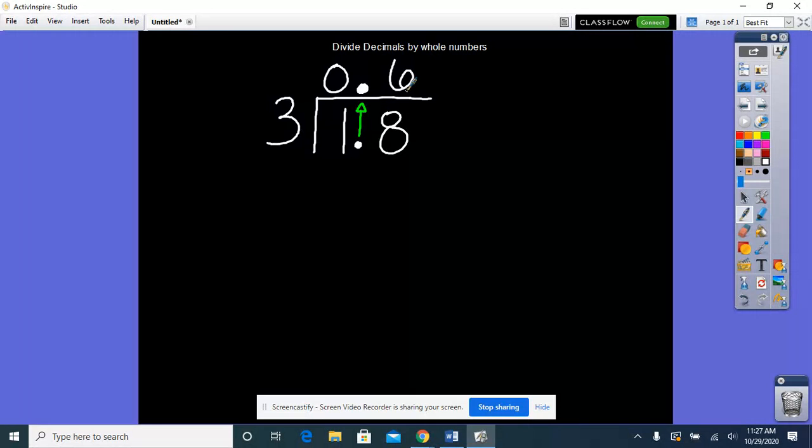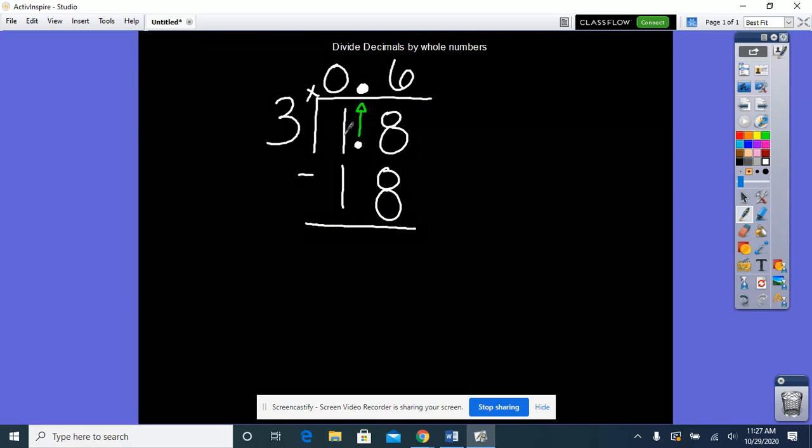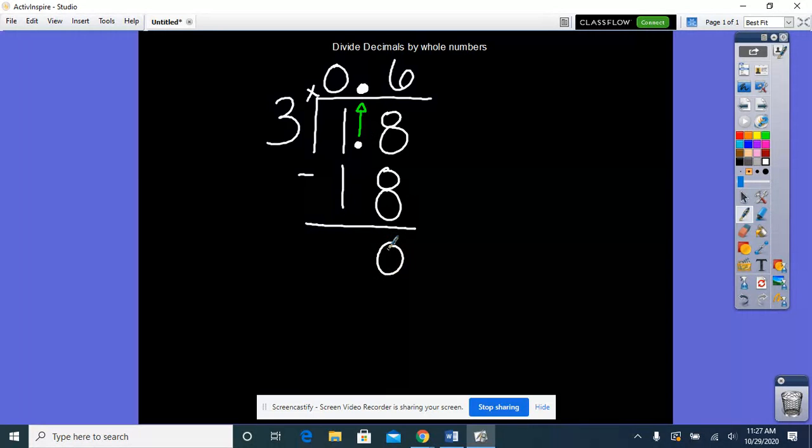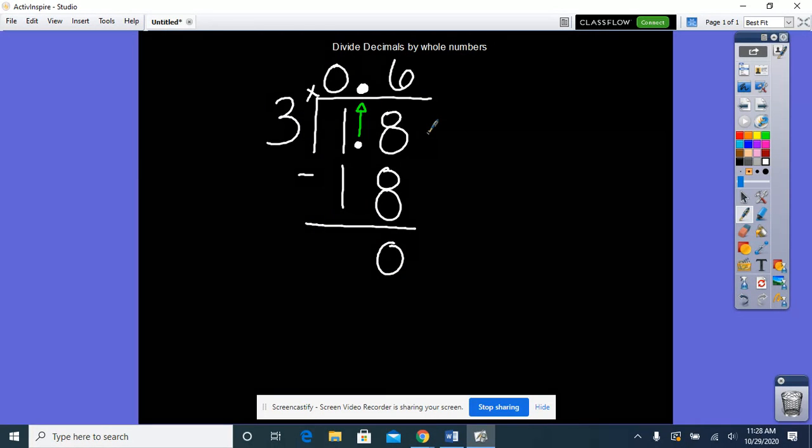My next step is to multiply. I divided, next is multiply. 6 times 3 is 18. Next step is to subtract. Remember, I'm pretending this is just an 18 as well. I'm ignoring this decimal. 18 minus 18 is 0. Do I have anything to bring down? No. So the 0 is my remainder. So my answer is 6/10.